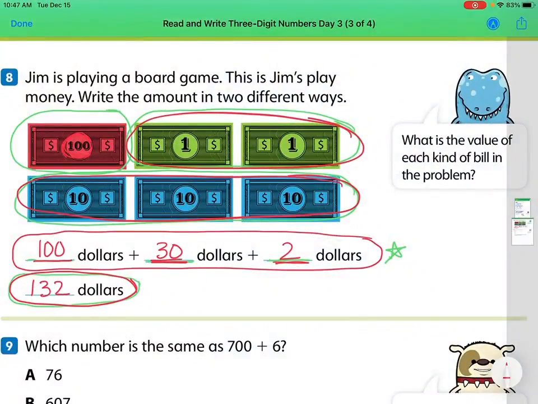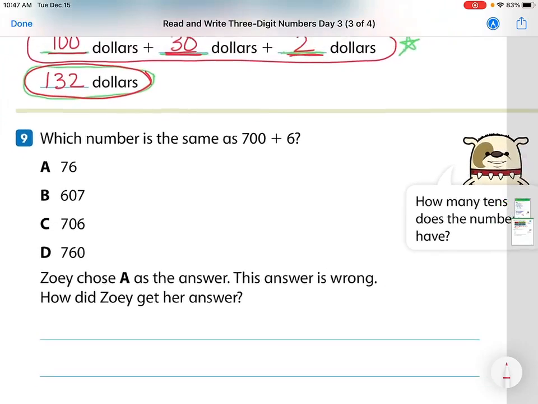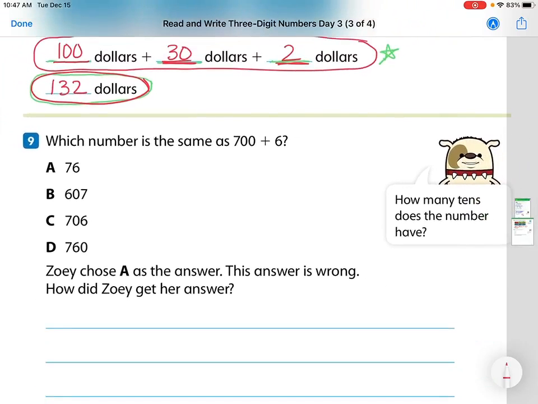Okay, and I hope that you found that the total value was $132. Great job, everybody. Okay, let's take a look at number 9, and this is our last one for today.